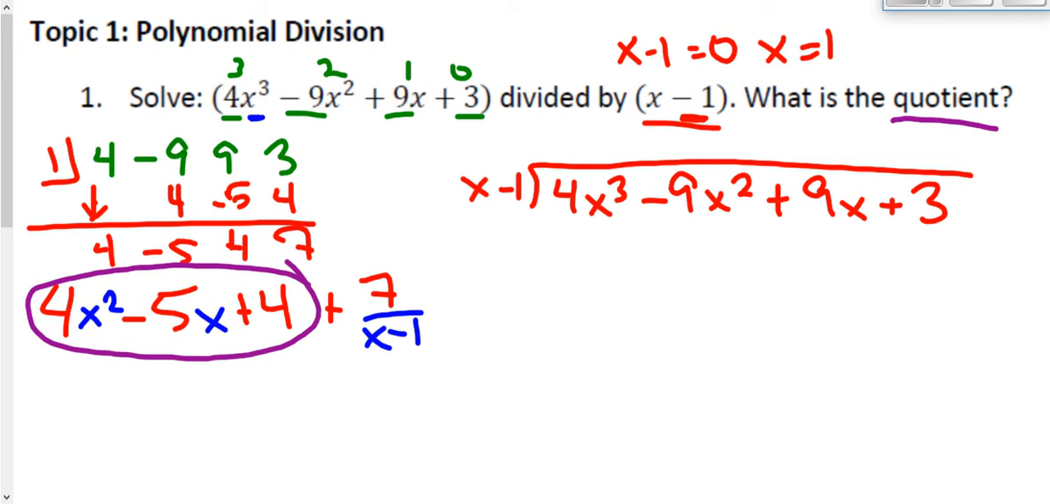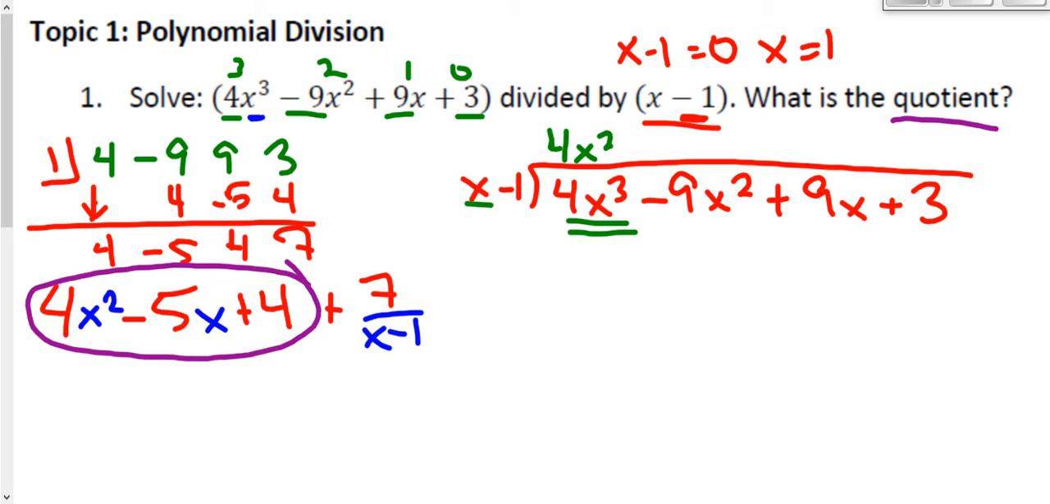Okay, so now once we've got the problem set up, to begin the long division process we're going to compare the first number on the outside to the first number on the inside. And we're going to ask ourselves, what do I have to do to x to turn it into 4x cubed? What do I have to multiply it by? And the answer to that is, to get the 4, I have to multiply it by 4. And to get from x to x cubed, I must multiply it by x squared. I'm missing 2 x's there.